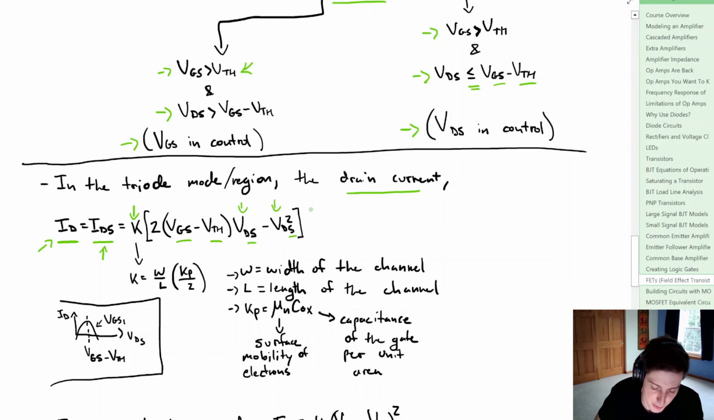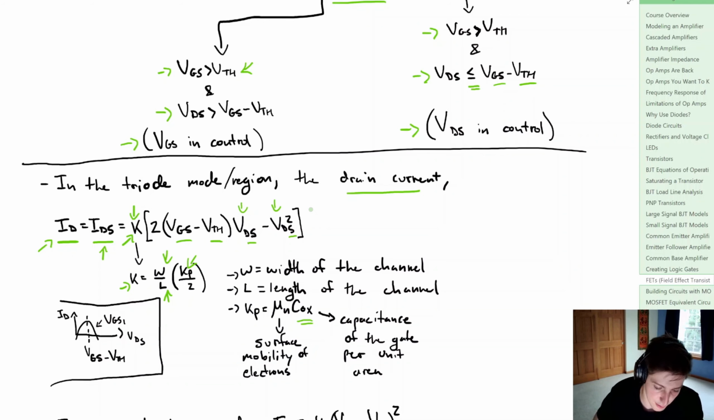So we know that we're going to have a bunch of voltages here, but then we have this variable K. Now, K is dependent on a few physical parameters of the MOSFET. You're going to have the width of the channel that the current is flowing through, and the length of that channel. You're going to have K sub P, which is equal to mu n times C sub OX, where mu n is the surface mobility of the electron, and this COX value is the capacitance of the gate per unit area. So you can see that we have some intrinsic capacitance with the MOSFET.